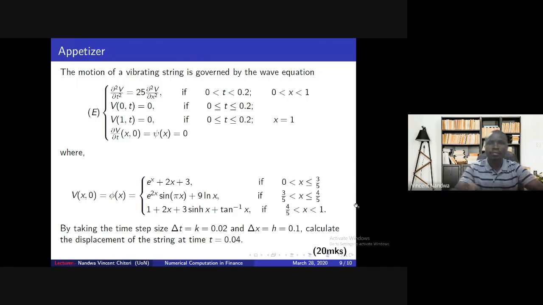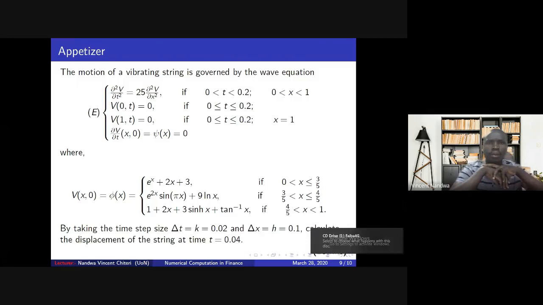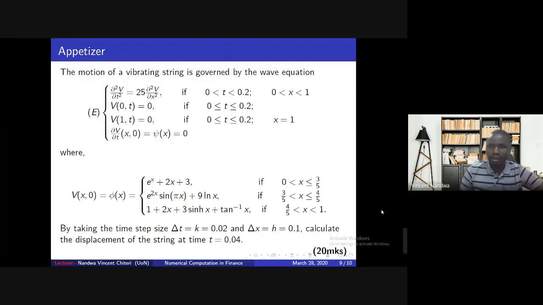Good. As promised in the previous video, we said that we are going to illustrate how to solve a hyperbolic equation using the Crank-Nicolson method. So here is the problem.